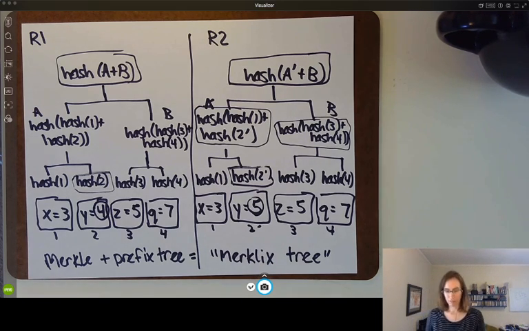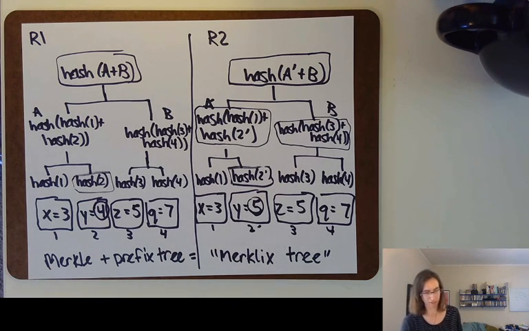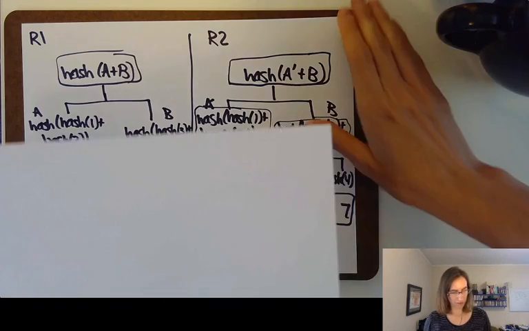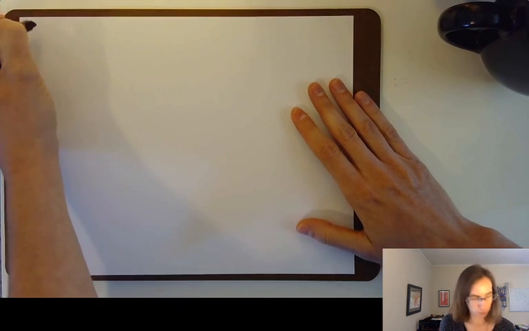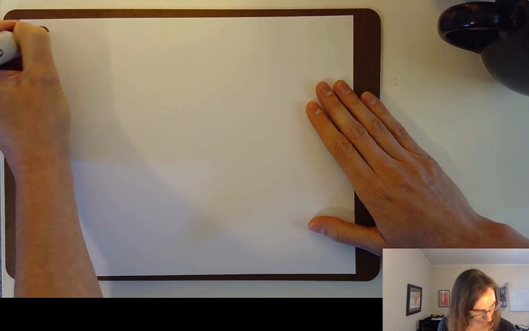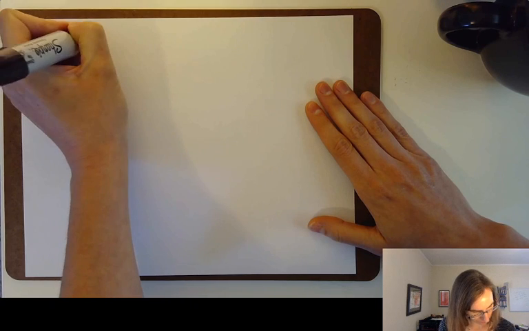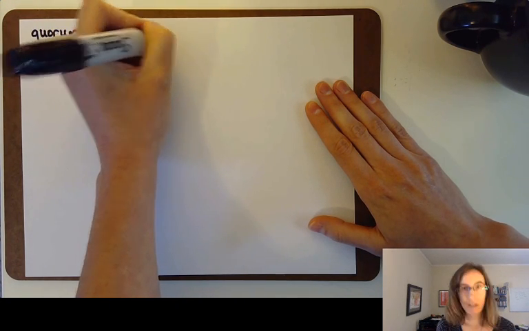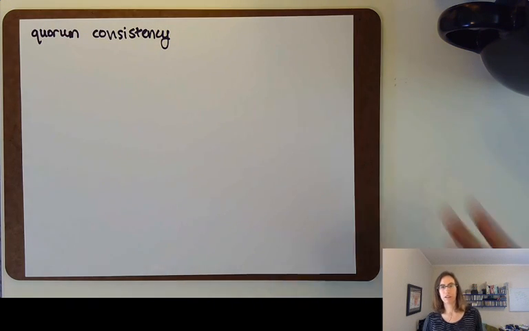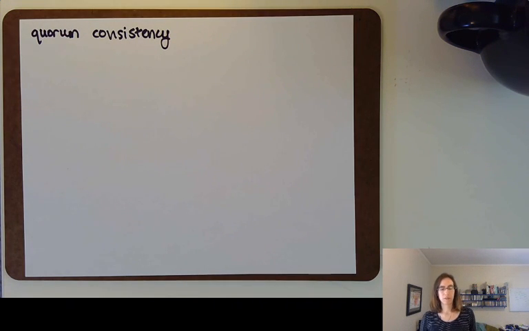Okay, so in the 5 minutes that we have left, I want to quickly touch on one more concept, which came up in the paper, and which is very useful to know about. So this is a concept of what's called quorum consistency. And we won't have time to discuss this fully today, so we'll talk about it more next time. But let's just touch on it.